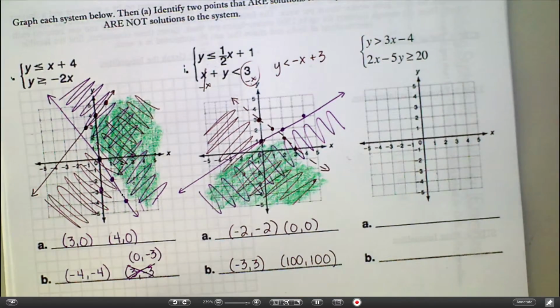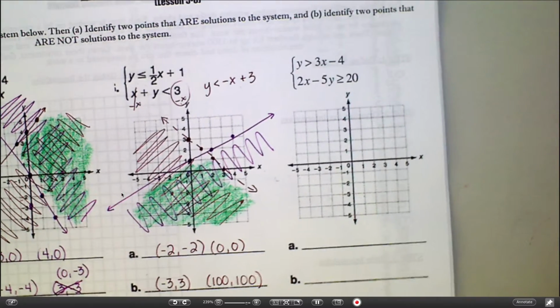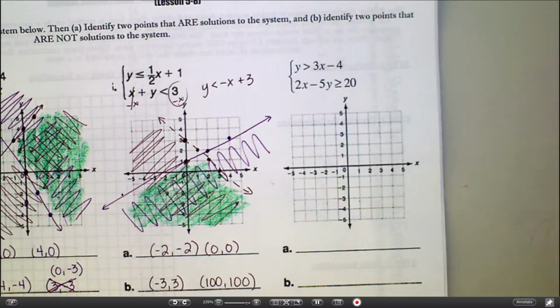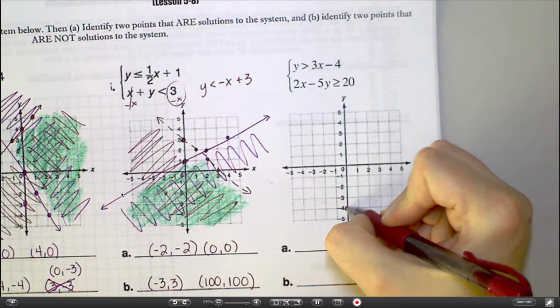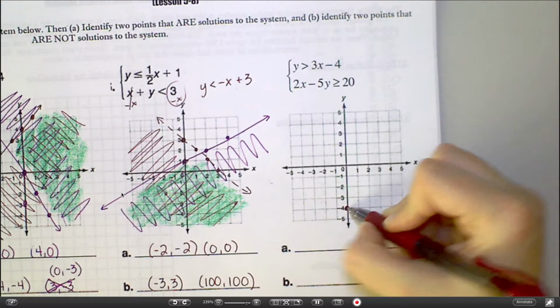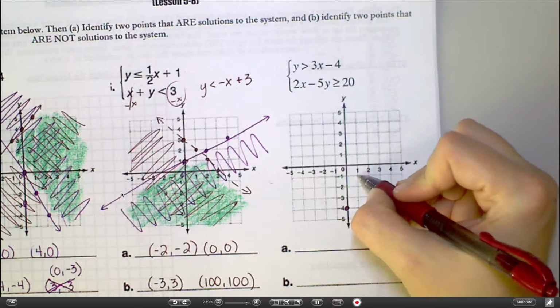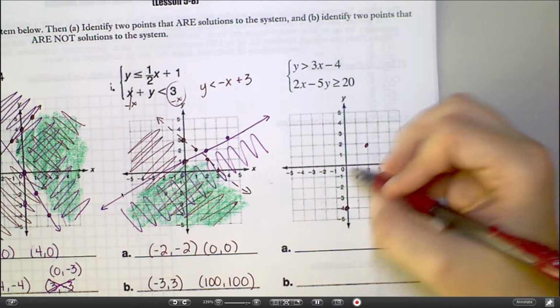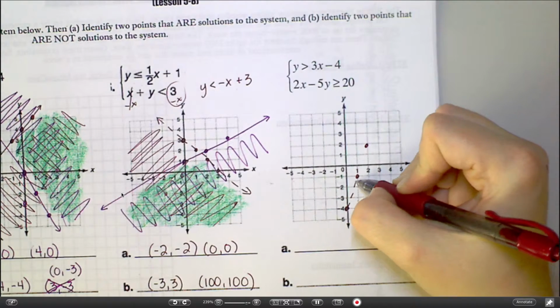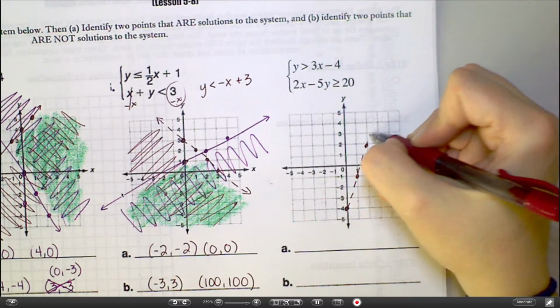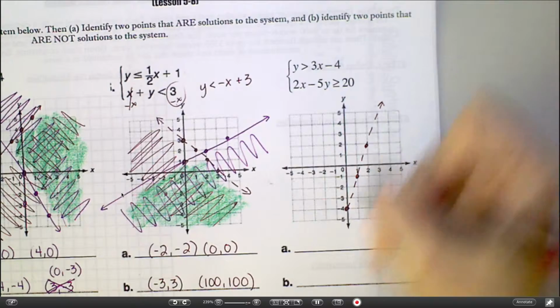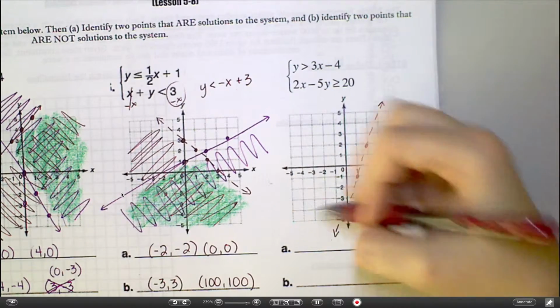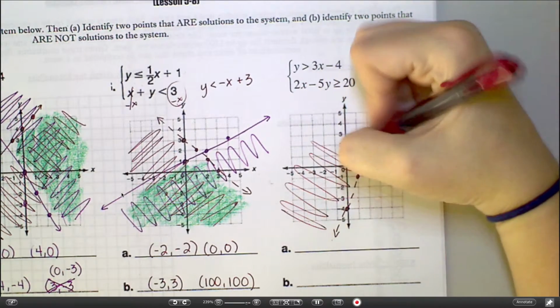Good. One more. y is greater than 3x minus 4. So I'm going to start at -4 and go up 3 over 1. Dotted line this time, right? And shading which direction? Above. Good. So all of this gets shaded.